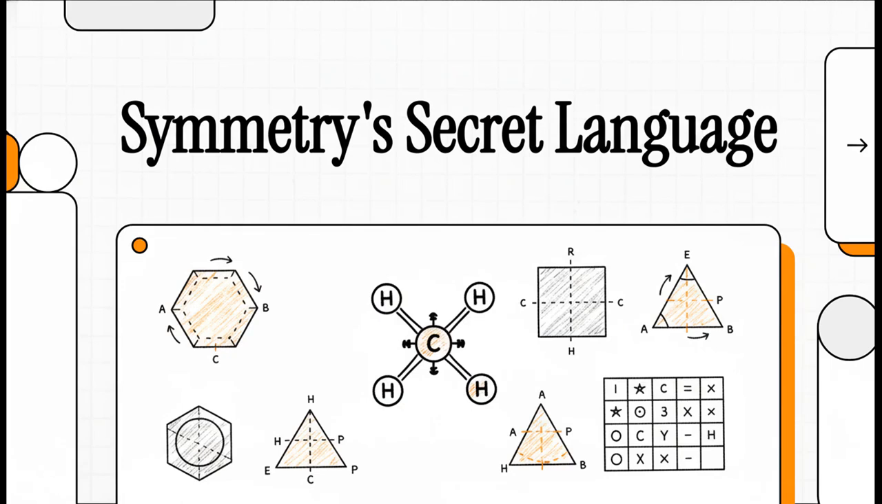Today, we're going to decode a secret language, one that governs the entire molecular world. But it's a language written not in letters, but in shapes. We are talking about symmetry and the incredibly powerful mathematical grammar that lets us finally read it, group theory.